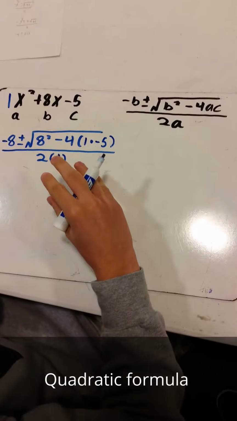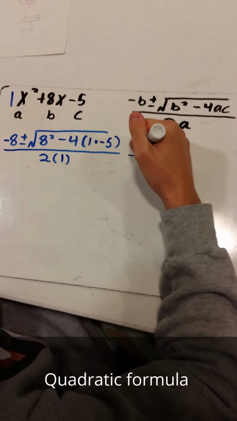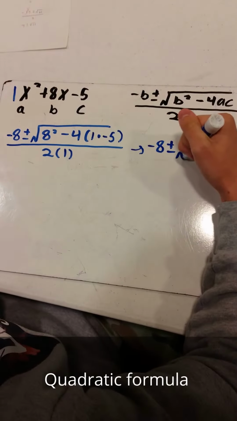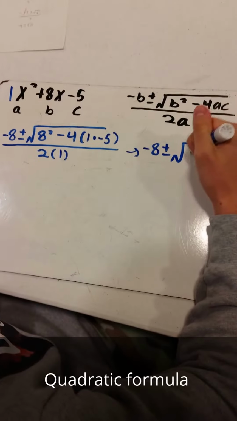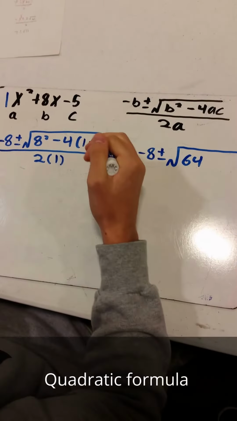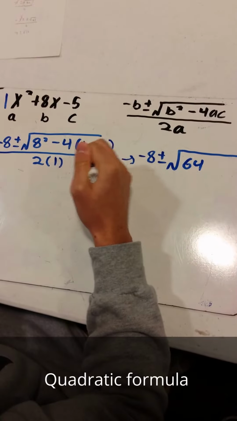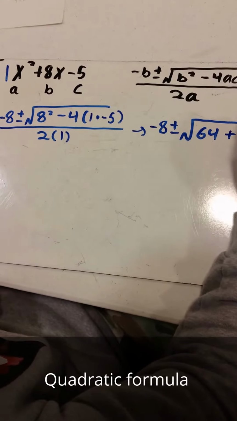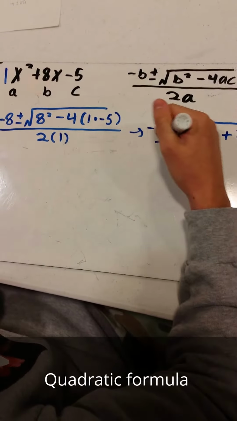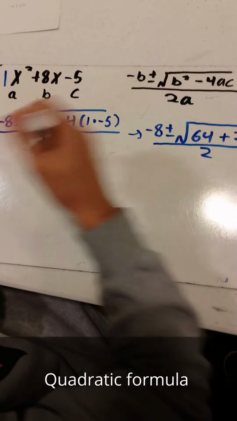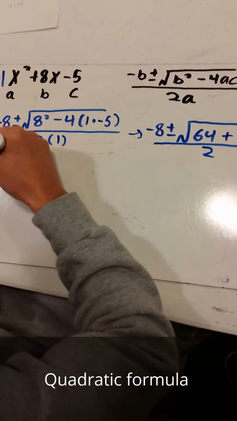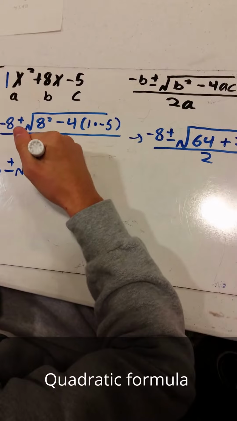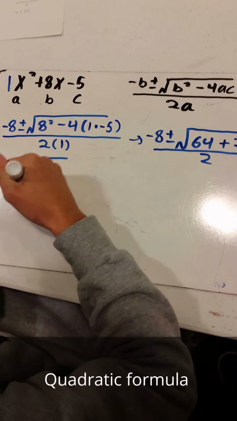Alright, so if we simplify this, we can turn this into, that's an arrow by the way, -8 plus or minus square root 64. Now, in the parentheses, this is negative 5. So negative 5 times negative 4 would be plus 20, and that's all over 2. Simplify it even more: -8 plus or minus square root 84, and that's all over 2.